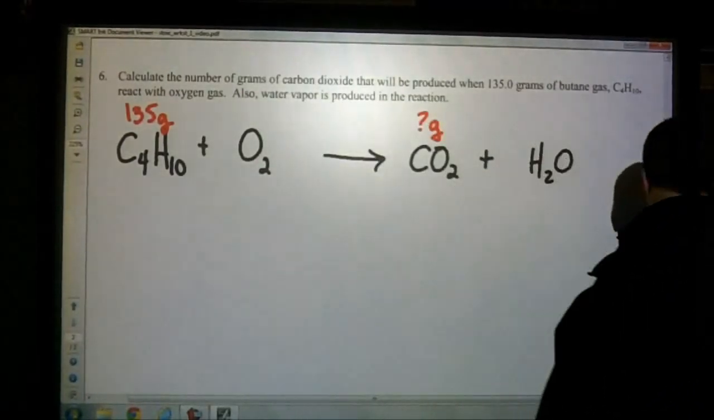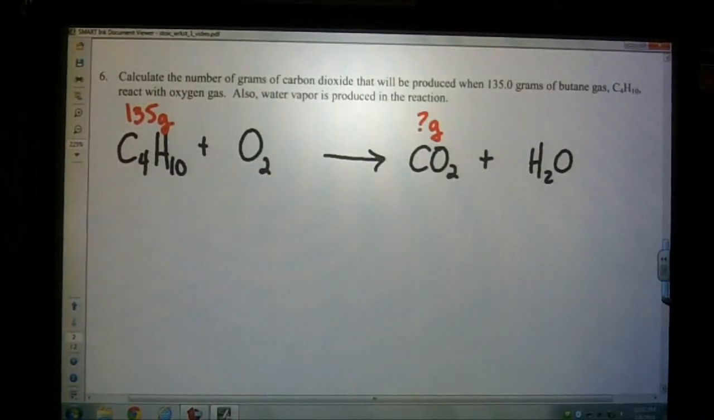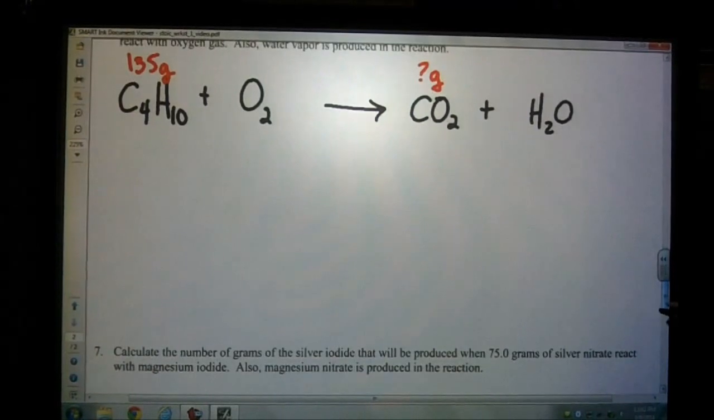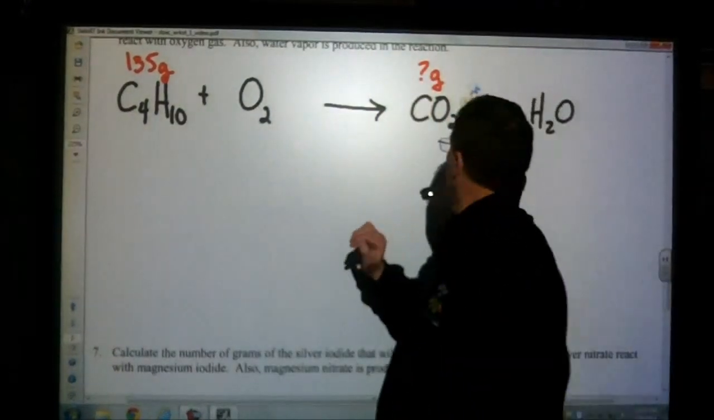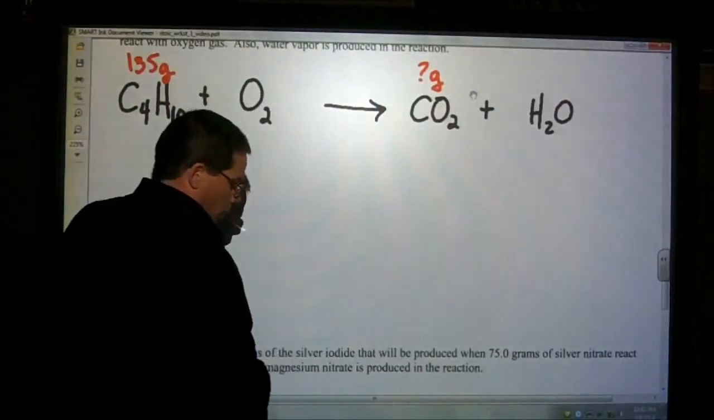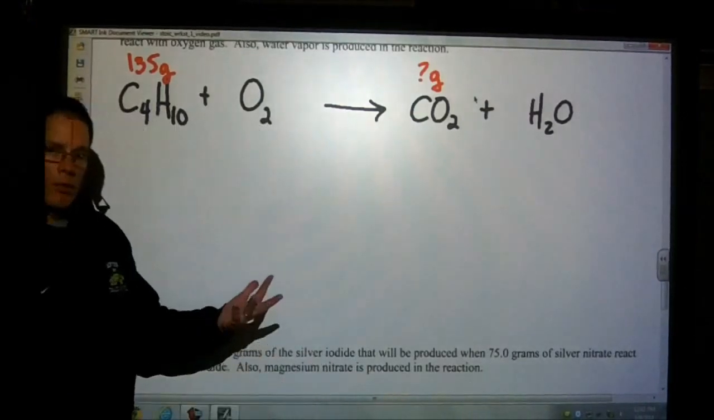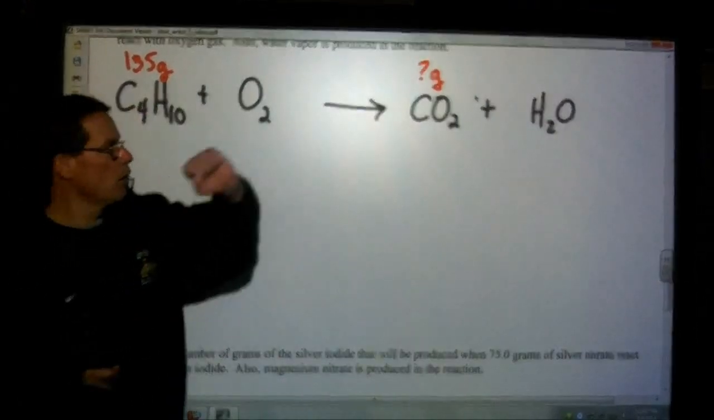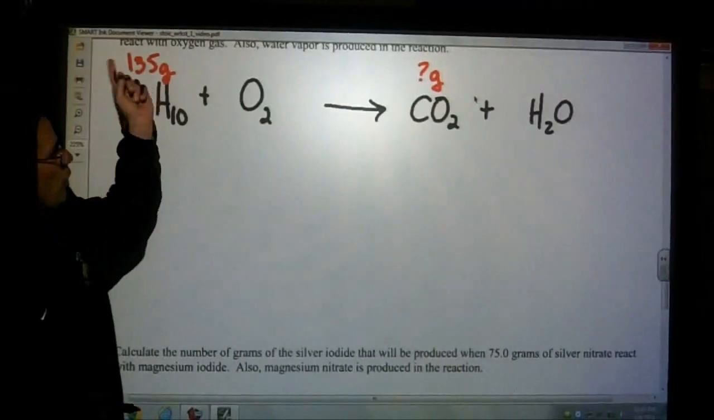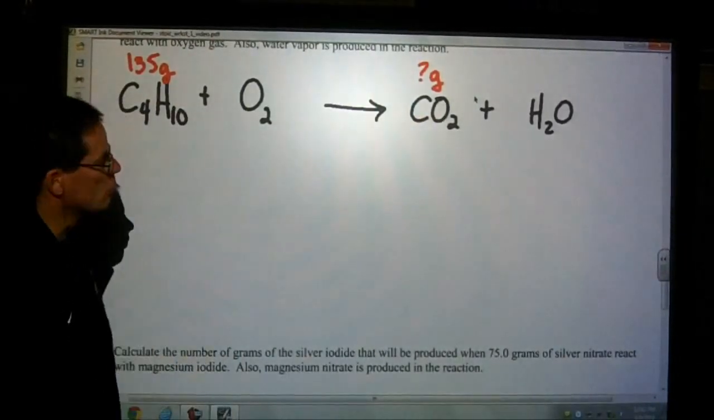And actually, let me scoot this so we get a little more room. And what's nice is, once you have that information written, you don't need to go back to the problem and look for information. That's what's nice. You know who the reactants are, you know who the products are, you know what you start with, you know what you're looking for. Okay.